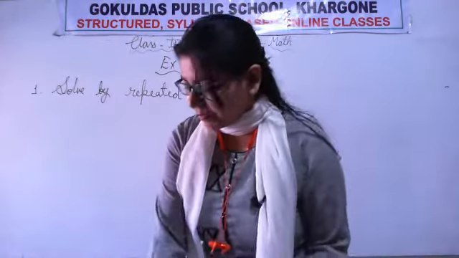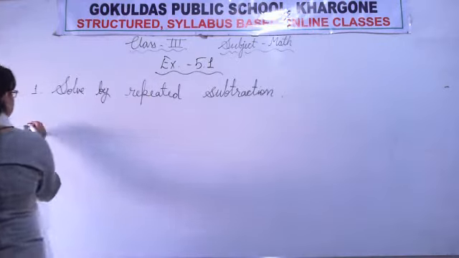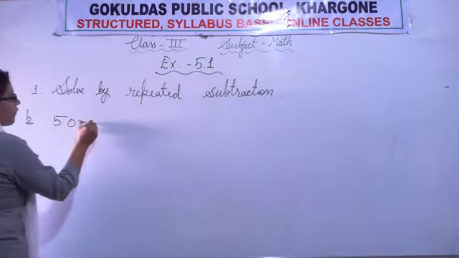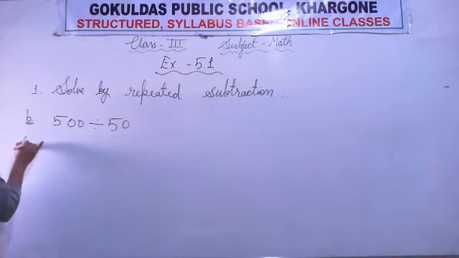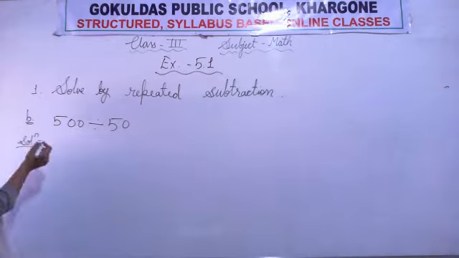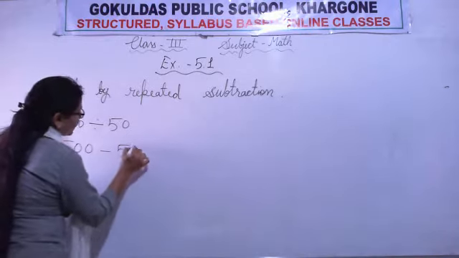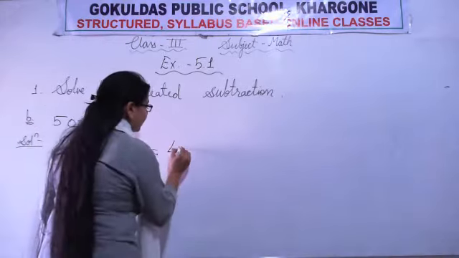Okay. So part B is 500 divided by 50. Let's solve this. First of all, we will subtract 50 from 500. So 500 minus 50 is equal to 450.